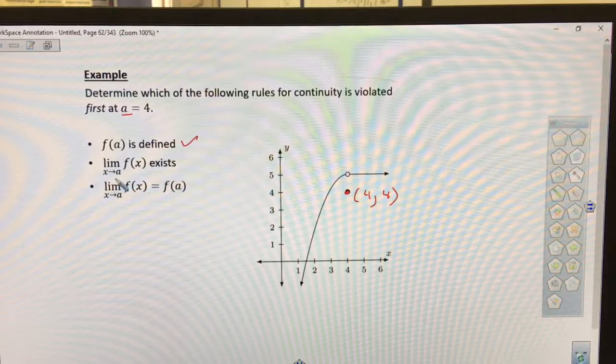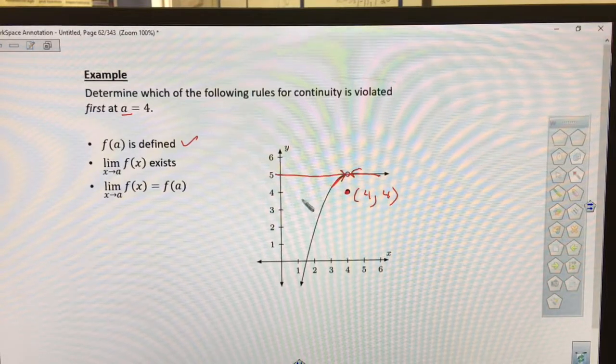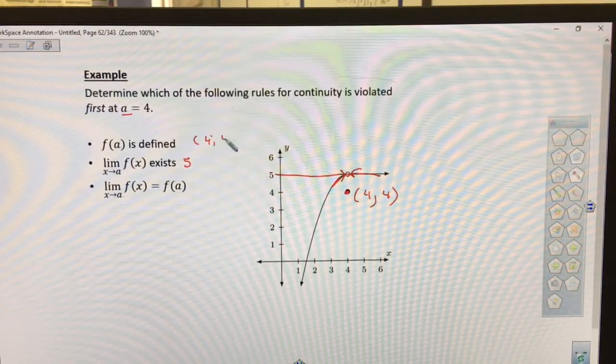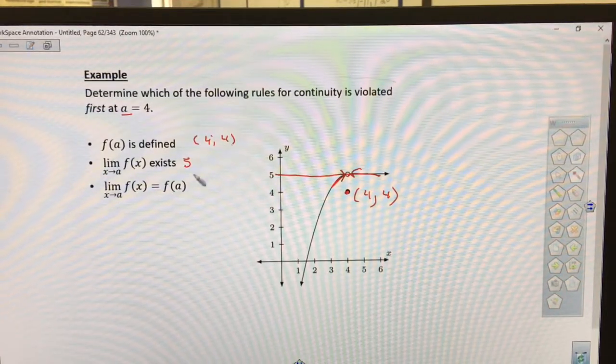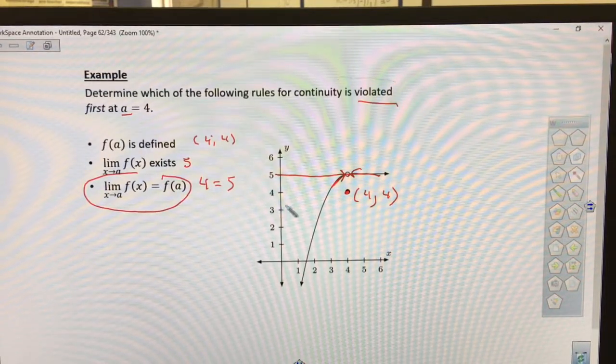The limit as x approaches A, right? As x approaches 4. What's the limit as it approaches 4? What's the y value it gets close to? 5, right? So this is 4, 4. This is 5. Now, does the limit as x approaches A equal f of A? Does 4 equal 5? No. So that's the one that violates. That one's violating.